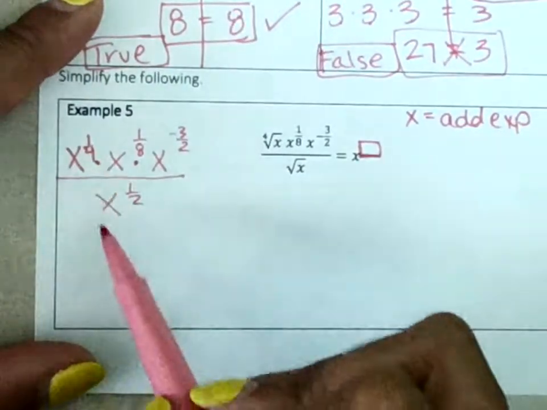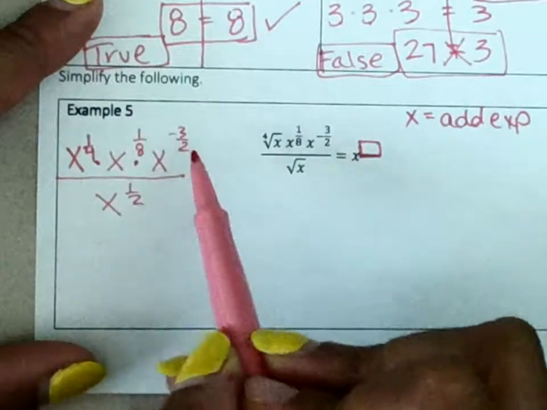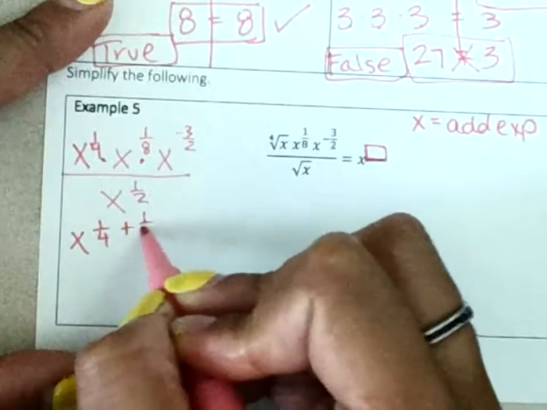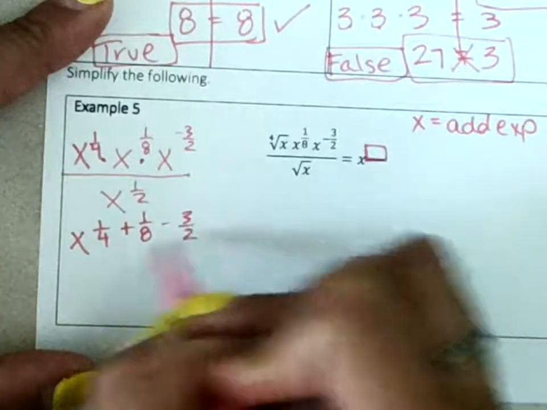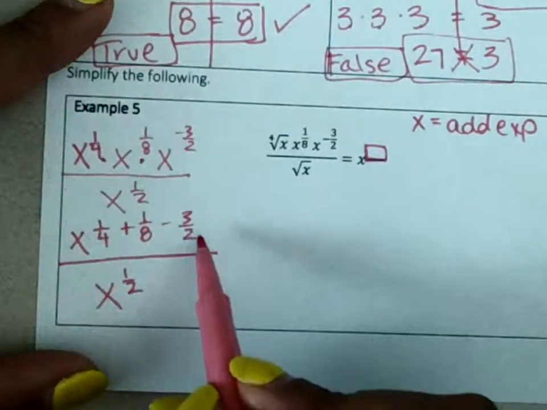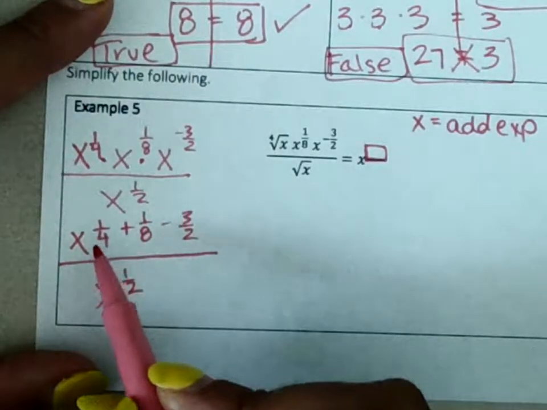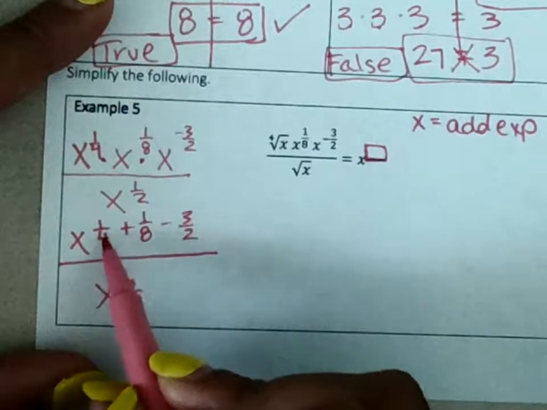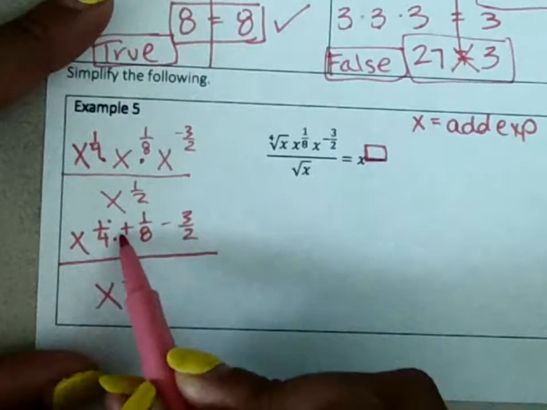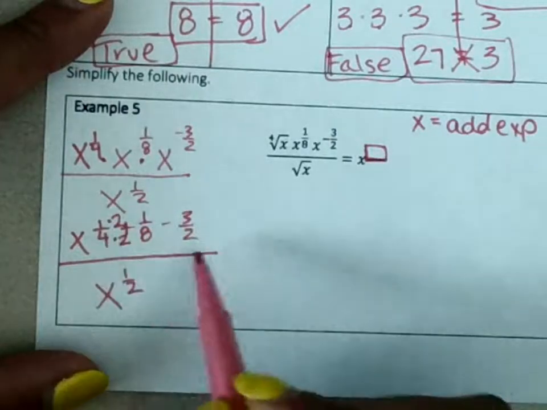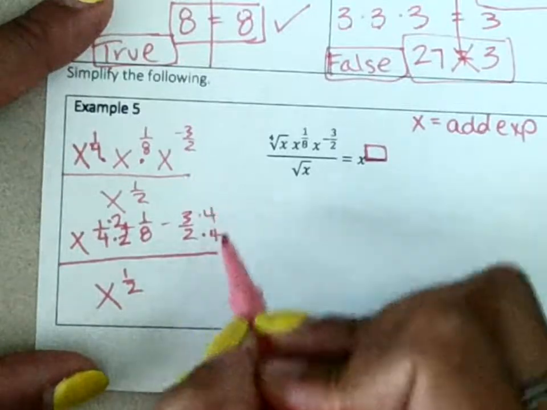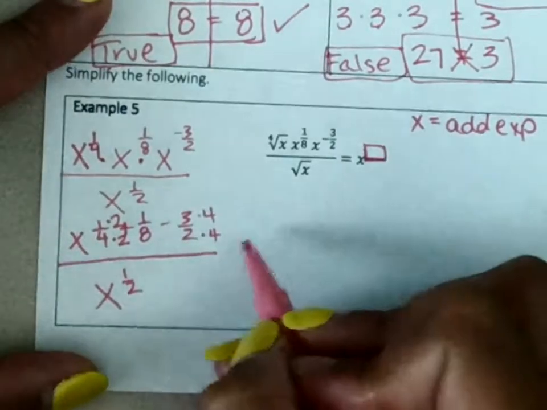So the first thing we should do is get them to have the same base. Because currently we have x to the 1/4 plus 1/8 minus 3/2 all over x to the 1/2. I know that 2, 8, and 4 could all have a base of 8, because 4 goes into 8 and so does 2. So I'm going to multiply this fraction by 2, because that'll give me a denominator of 8, and I'll multiply this fraction by 4, because that will give me a denominator of 8.